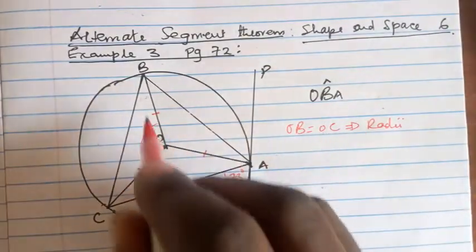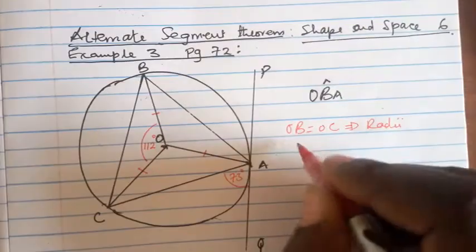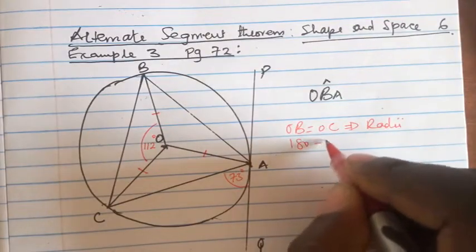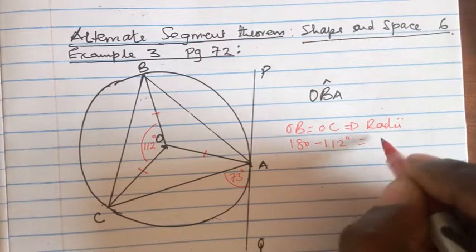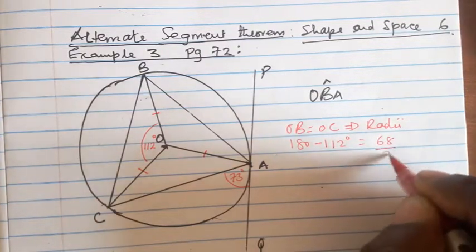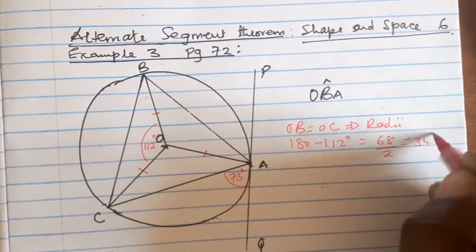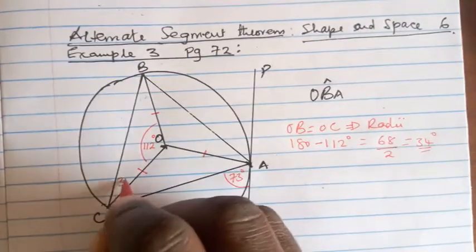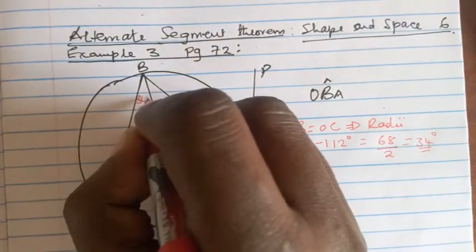And of course, for the base angles of an isosceles triangle, you have 180 minus 112 degrees, which is 68. If you divide by 2, you will get 34 degrees. So this angle is 34 degrees, and this angle is 34 degrees.